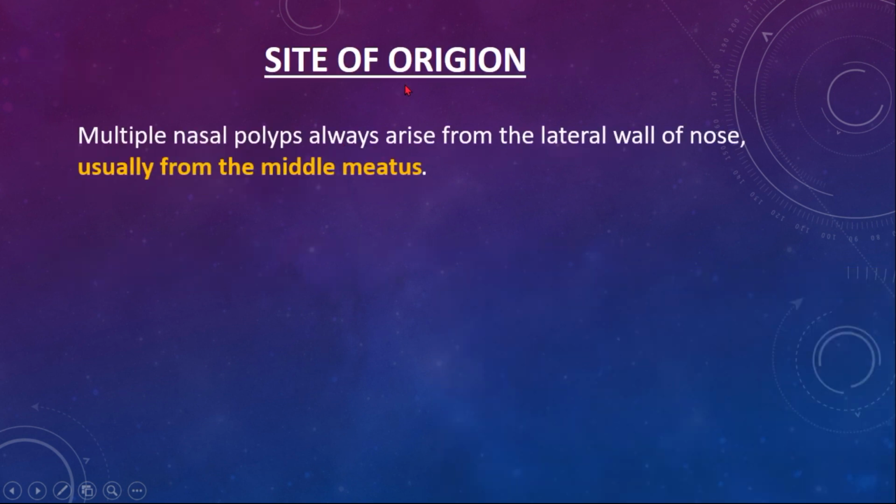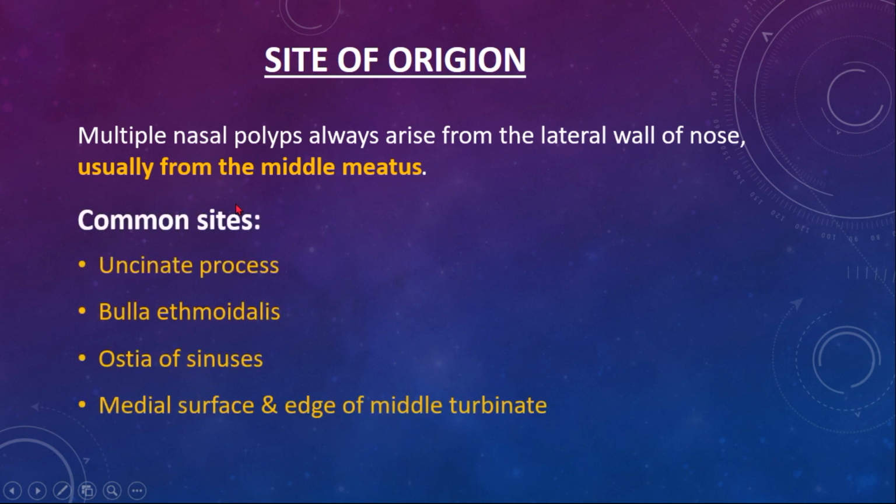What is the site of origin of sinonasal polyps? Multiple sinonasal polyps always arise from the lateral wall of the nose, usually from the middle meatus. Common sites are the uncinate process, bulla ethmoidalis, ostia of sinuses, middle surface and edge of the middle turbinate. Polyps never arise from the septum and floor of the nose.